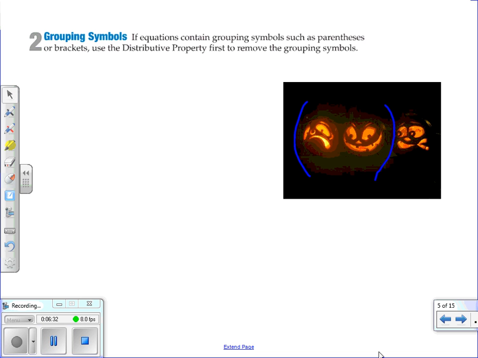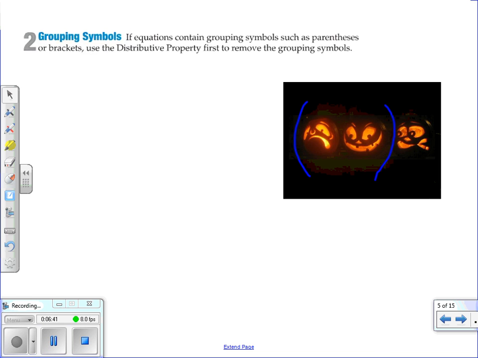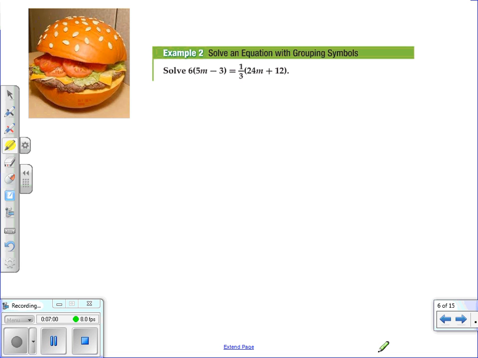Okay, grouping symbols. If an equation contains grouping symbols, such as parentheses or brackets, you're going to use the distributive property first to remove all grouping symbols, okay? So that's going to be your very first thing to do, is to get rid of the grouping symbols, all right?